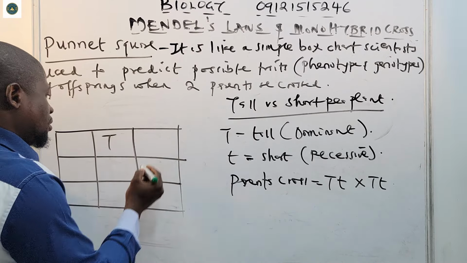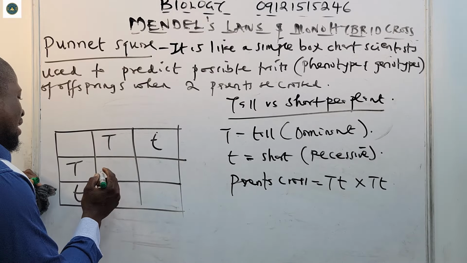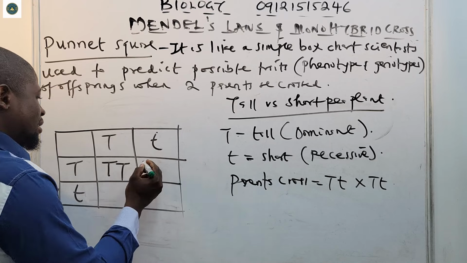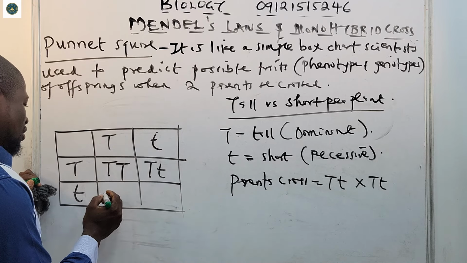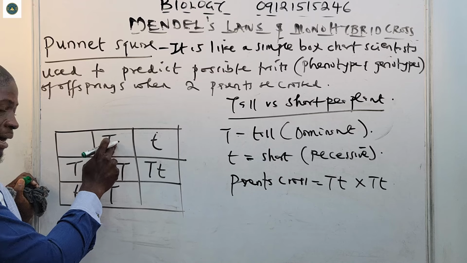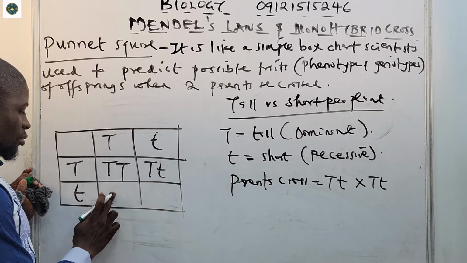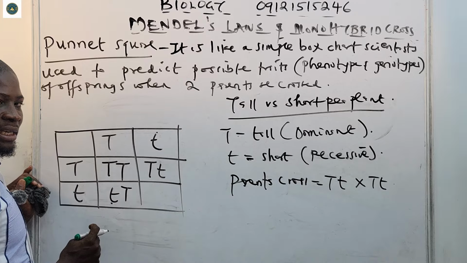So we're going to have TT, Tt, Tt, tt. Always write the dominant first before the recessive, all right? So you write capital letter T first, even if it's the small t that's multiplying this T. So it is wrong to write it the other way around, all right?